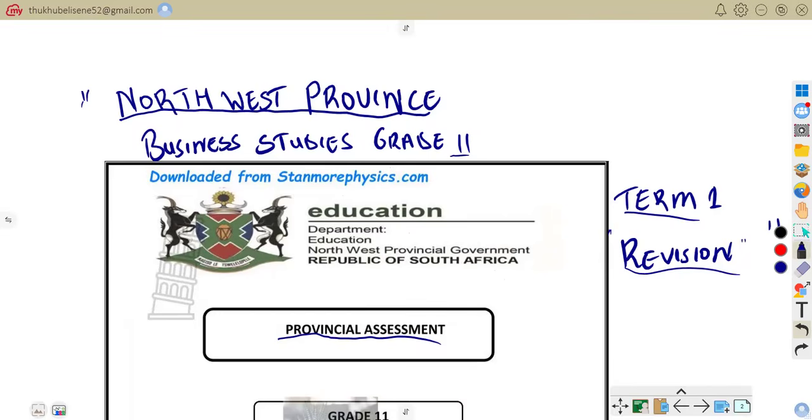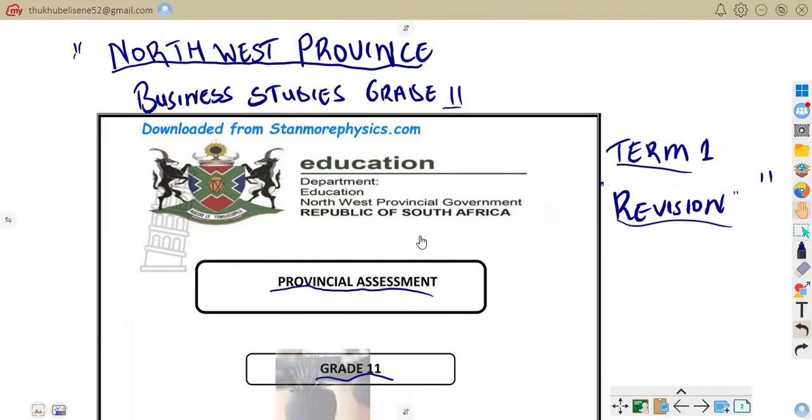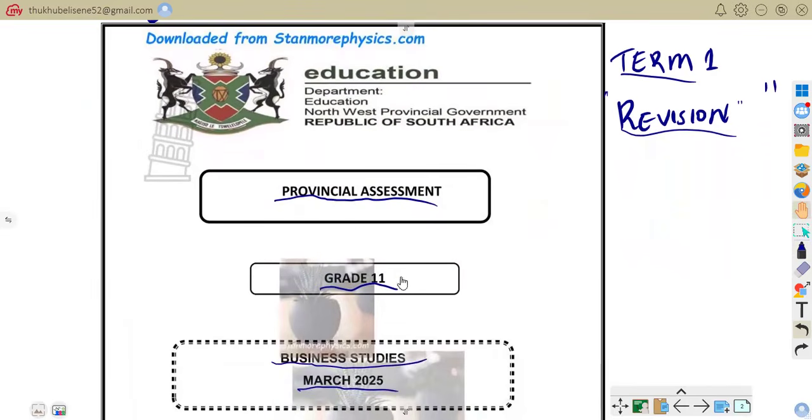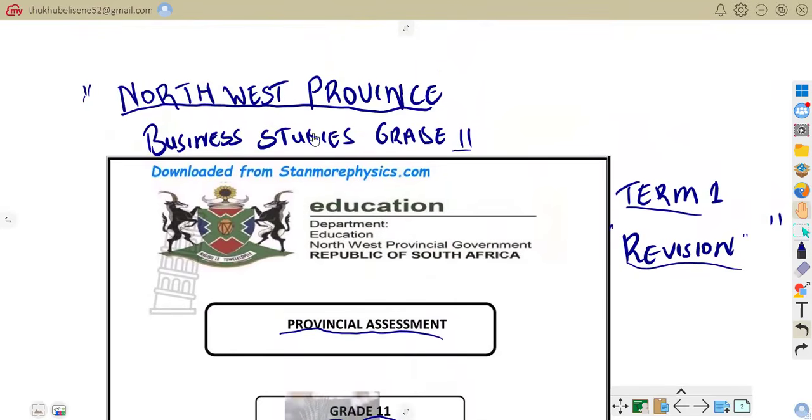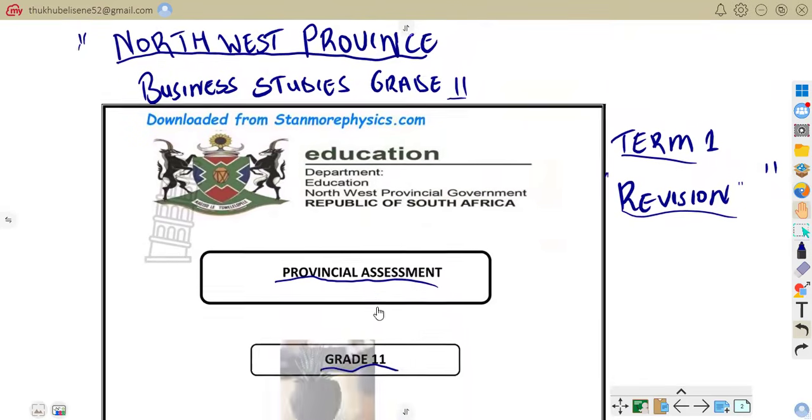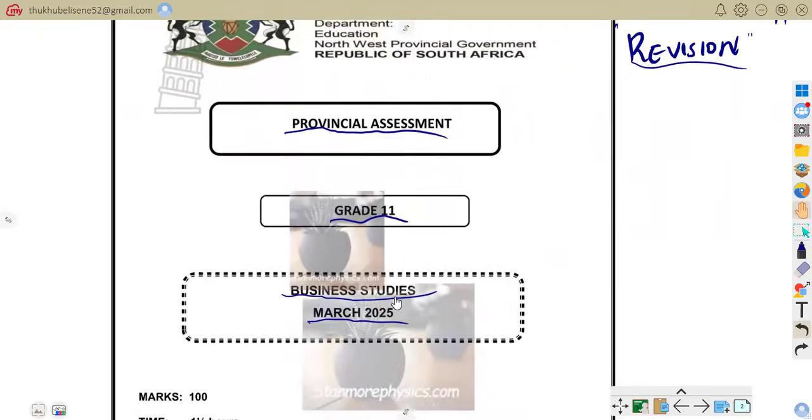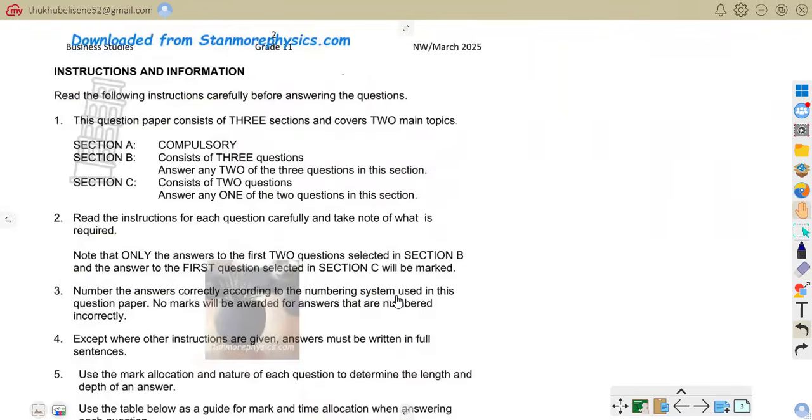The paper that we are going to prepare ourselves with was written in March 2025. Like we've said, this is in relation to Grade 11 Business Studies. Also, we have said that this paper was written in Northwest Province. Hope we are together on that. So let us now go to instructions and information.